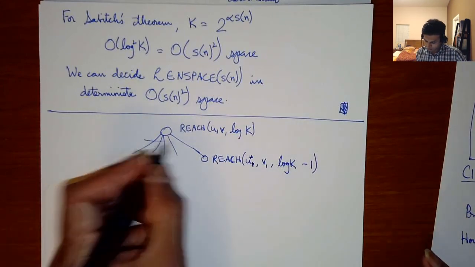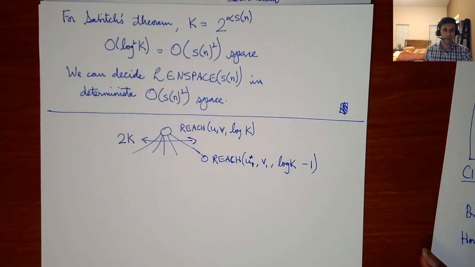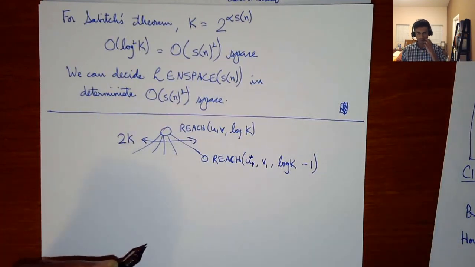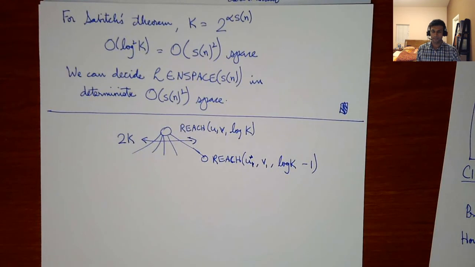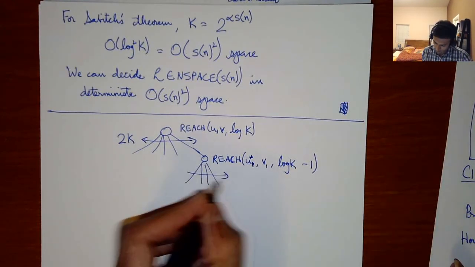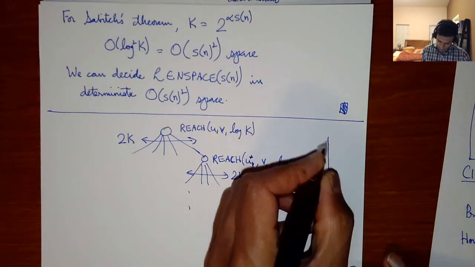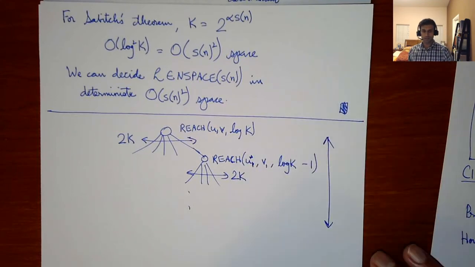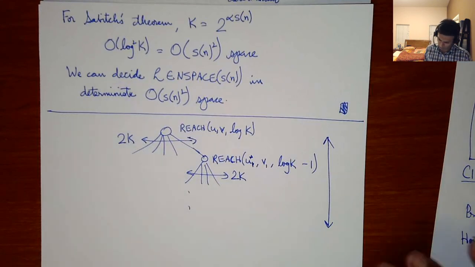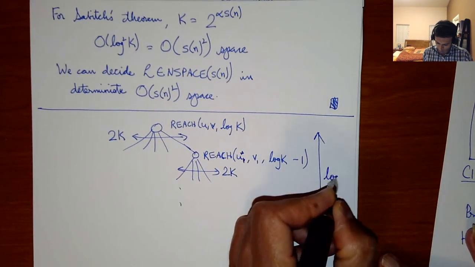How many calls are there? The number of calls that are made here is 2 times k. Right? It's 2 times k. And how many calls are made here? 2 times k. So it's exploring the entire tree. And what is the depth of this tree? Actually, I should have shown this picture before. In hindsight, this is the picture that I should have shown before. What is the depth of the recursion tree? It is log k.